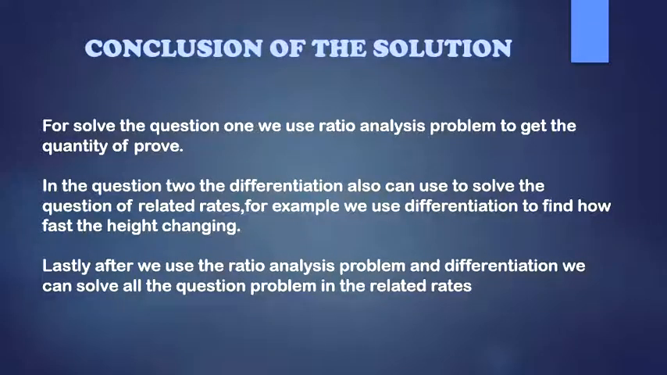Based on the question, to solve question 1, we use ratio analysis to get the quantity to prove. In question 2, differentiation can also be used to solve the question of related rates. For example, we use differentiation to find how fast the height is changing. Lastly, after we use ratio analysis and differentiation, we can solve all the problems in the related rates question.